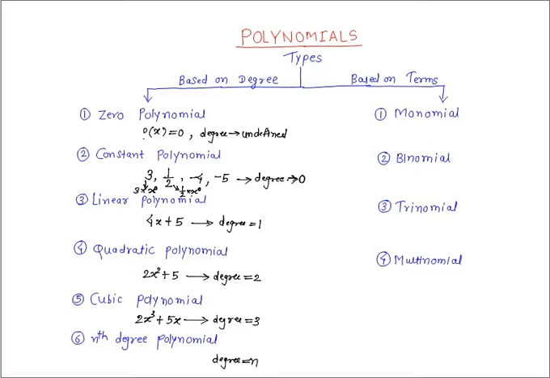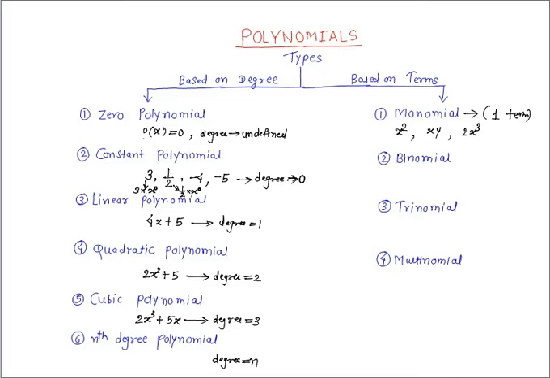Now let's understand the types of polynomials based on the terms, that is, based on the number of terms. First is the monomial. Now what is a monomial? A polynomial with a single term, with only one term, is called a monomial. For example, x square. This is a monomial because it has only a single term. Then we can say xy. This is a monomial. Then 2x cube. This is also a monomial.